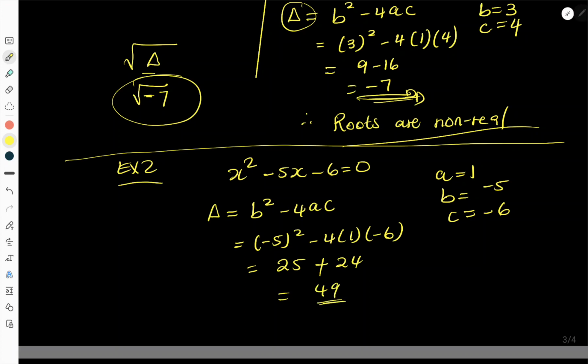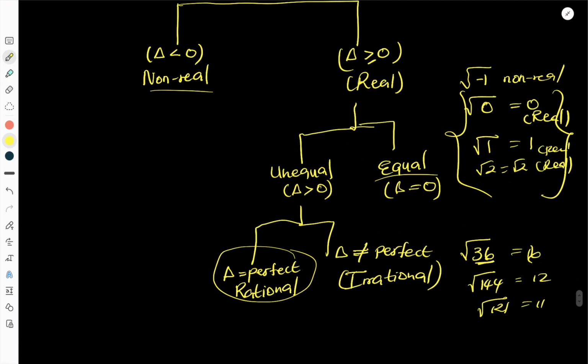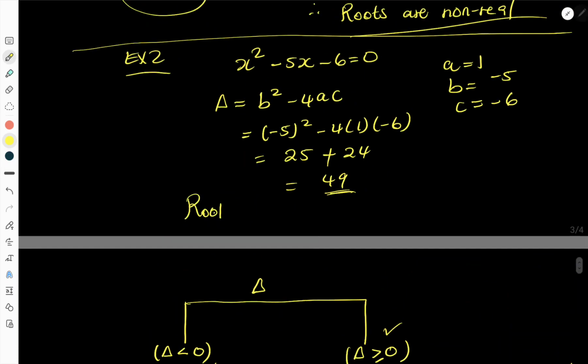That is 49. What do you notice about 49? 49 is a perfect square. Thus, it's obvious that it will be rational. Then you just go up. It is not equal to 0. That 49 is not 0, it's 49. It means they are unequal. It's bigger than 0, so obviously it's real. So because of that perfect square, the roots here are rational.